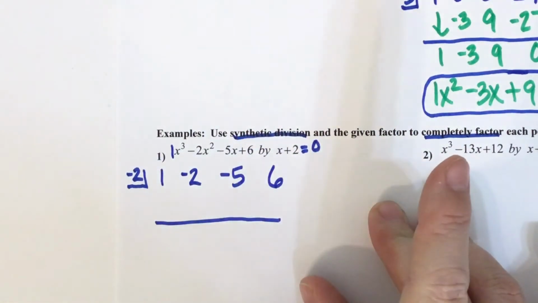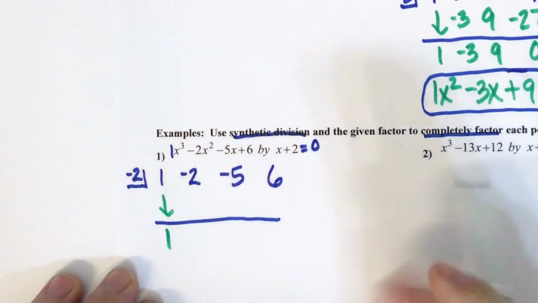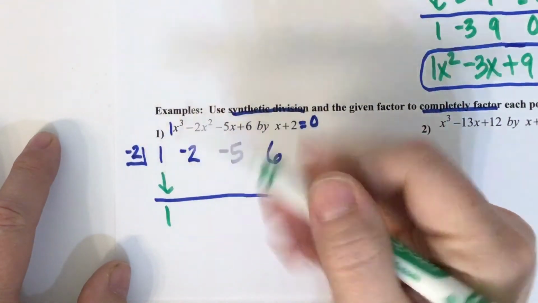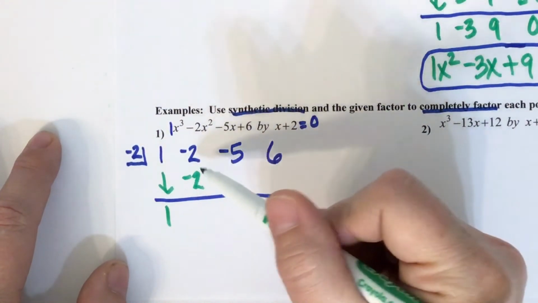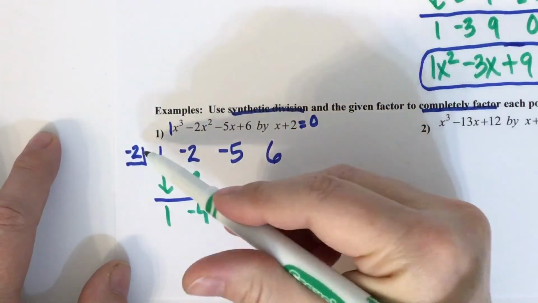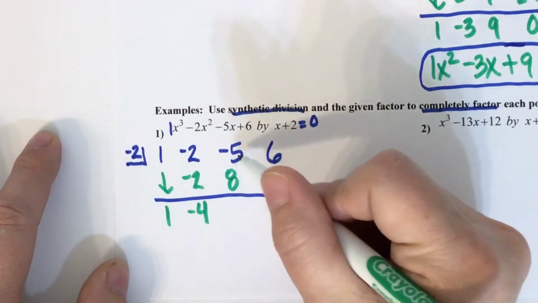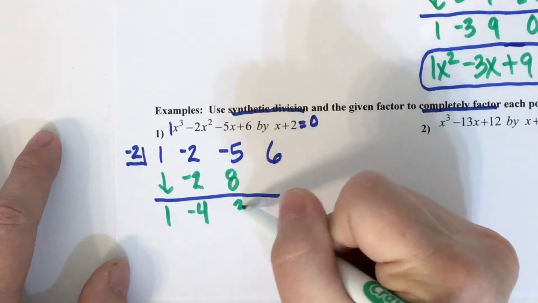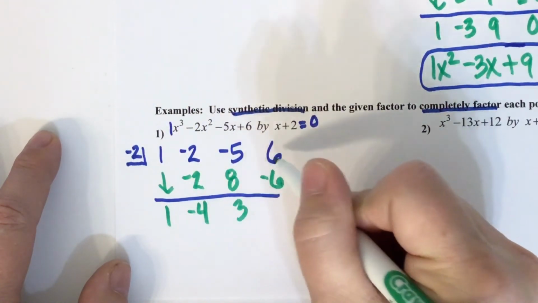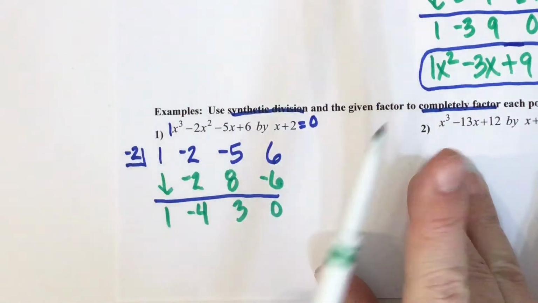So let's begin. So bring down the first number, multiply, -2, add, -4. Multiply, +8, add, +3, multiply, -6, add, 0. Okay, let's write our answer.